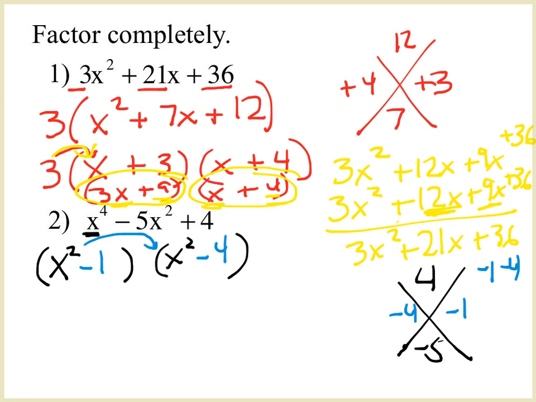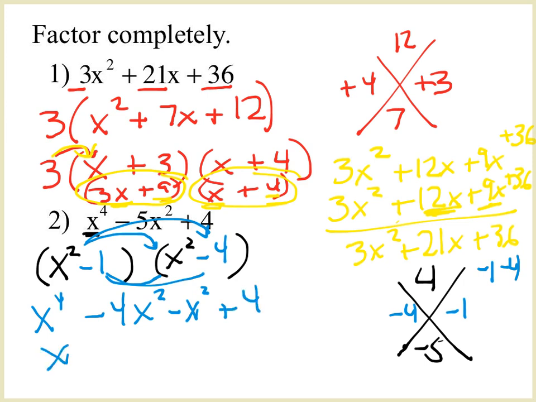X times x squared makes x to the 4th. X times 4 makes minus 4x. For x squared, I've got minus x squared. And then I've got plus 4. When I combine my like terms, I'm going to combine these next two terms, negative 4x and negative x squared, and I get negative 5x squared, and I've got my plus 4. So x to the fourth, and yes, I end up with the original.